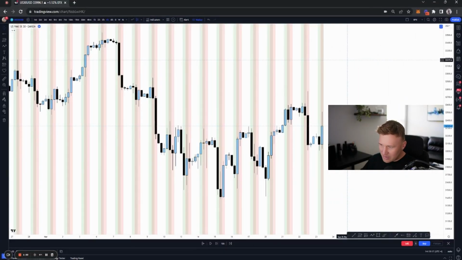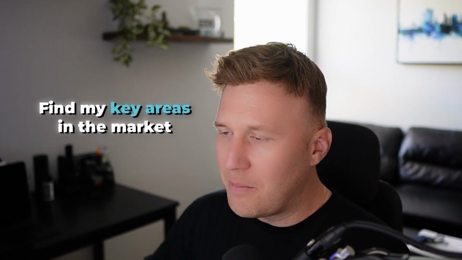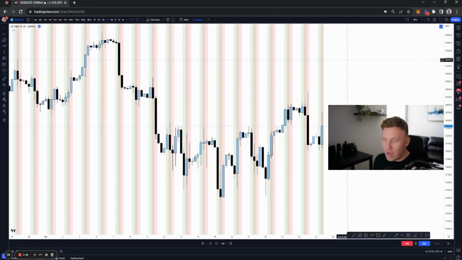Now I'm gonna make this as simple as possible. I am looking for a very unique footprint before I start getting involved in the market. And I use these for two different reasons. The first reason I'm looking for this footprint is to find my key areas in the market where I can either expect or anticipate a reversal to happen or a continuation move.